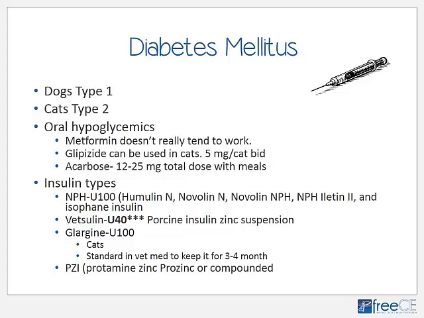Another common disease we see in pets is diabetes. As with people, we see both type 1 and type 2 diabetes. Type 1, or insulin-dependent diabetes, is seen more commonly in dogs, whereas type 2 diabetes is more common in the cat.